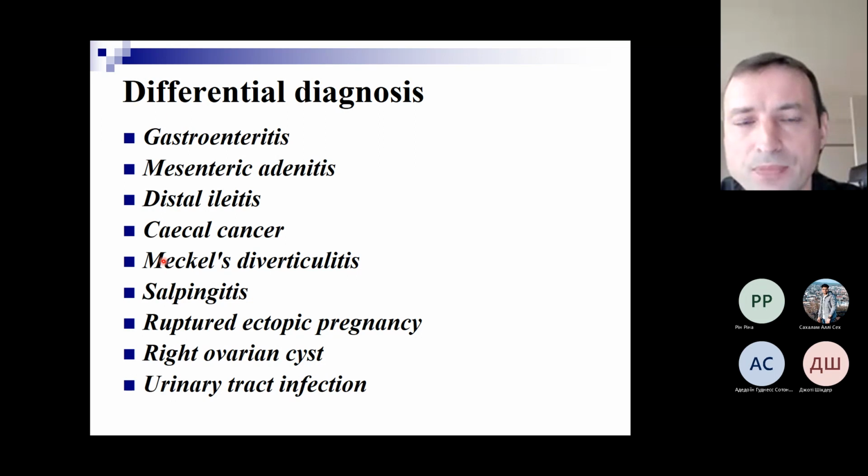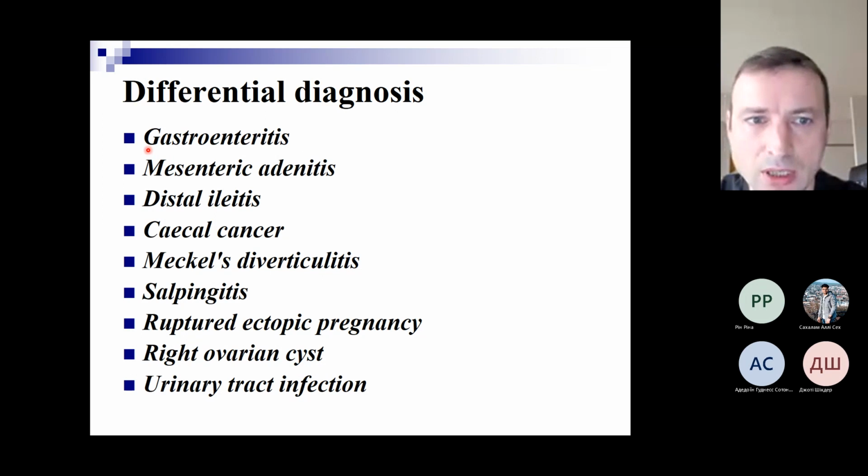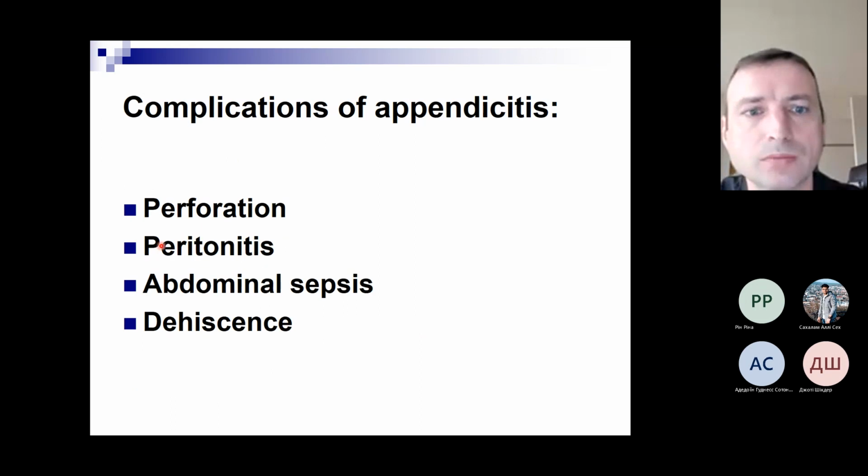pharyngitis, maybe primary peritonitis, and omentum torsion. Complications of acute appendicitis are perforation, peritonitis, which may be local or diffuse, general abdominal sepsis, and dehiscence. Maybe pylephlebitis, which nowadays is not so common.